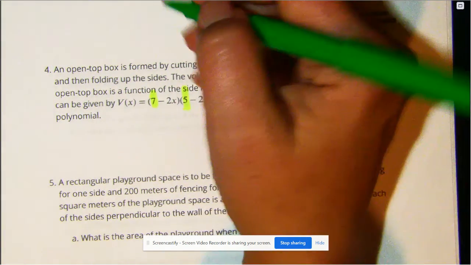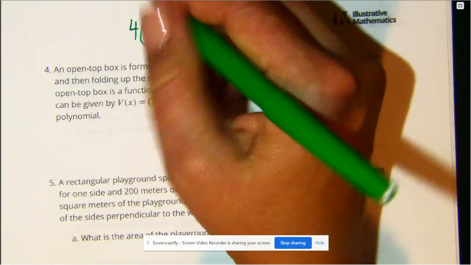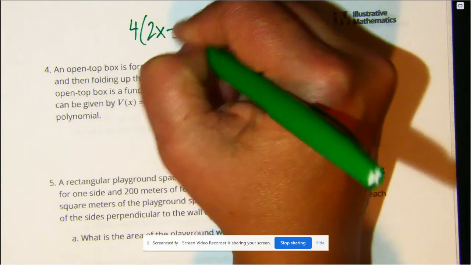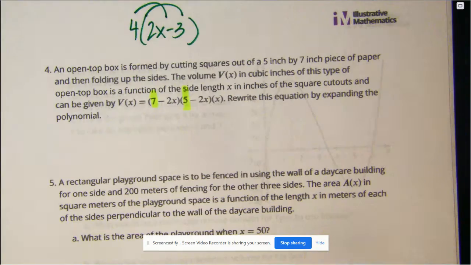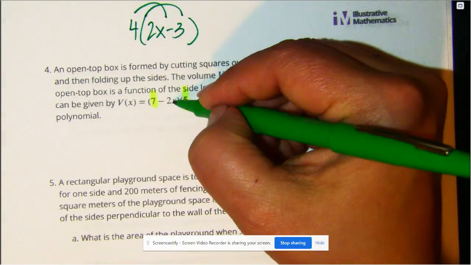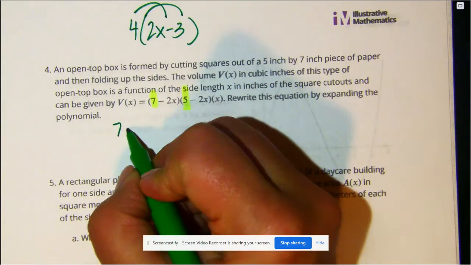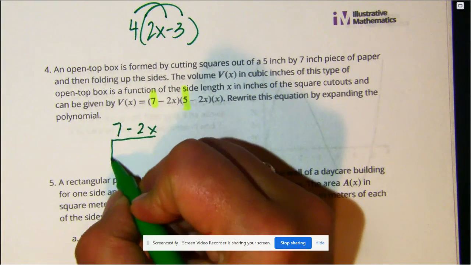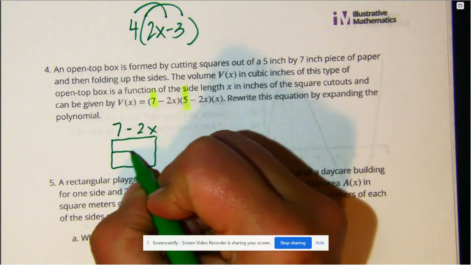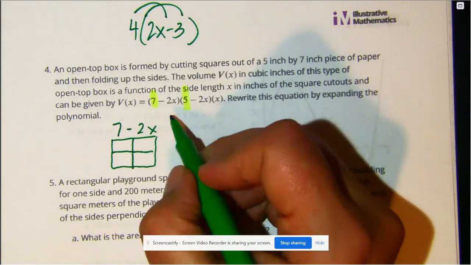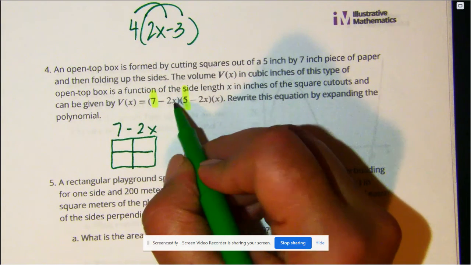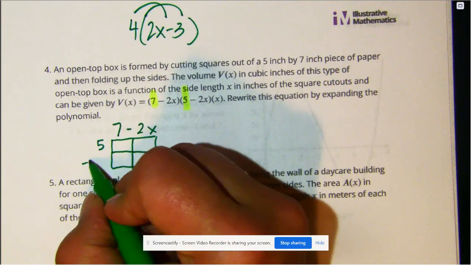So remember distributive property. I'm just going to do a quick recap. If you had something like this, you would multiply each of those. But I have 2 things times 2 things. So you can use a box. I'm going to model this with a box. It helps you keep your work organized. I have to do 7 minus 2x times 5 minus 2x.